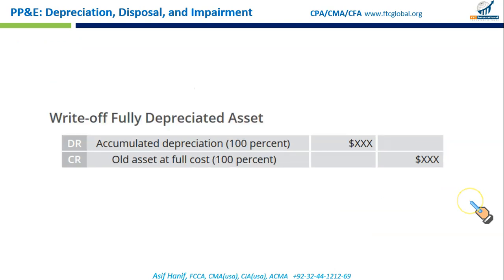It's fairly straightforward. Next, we have a write-off of a fully depreciated asset. When you have an asset that has been fully depreciated, the journal entry we make to remove it from the books of accounts is to debit the accumulated depreciation and credit the asset.